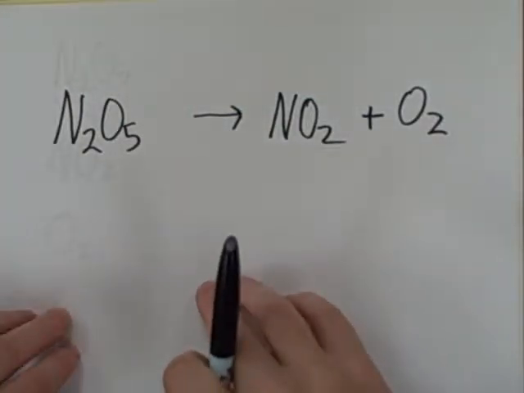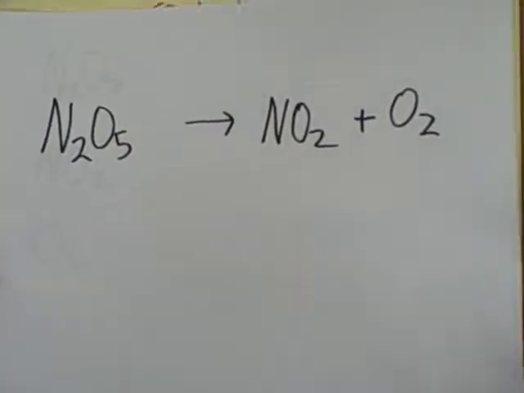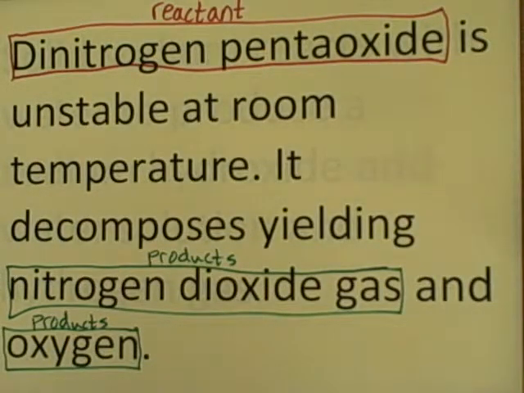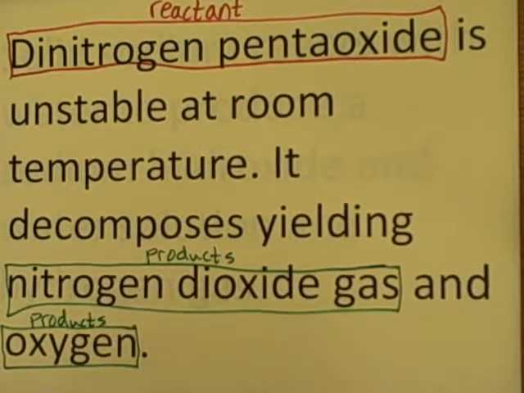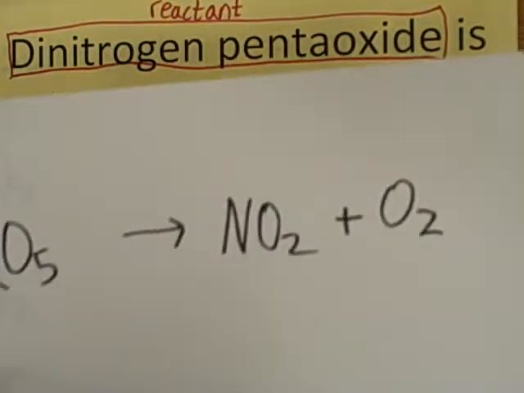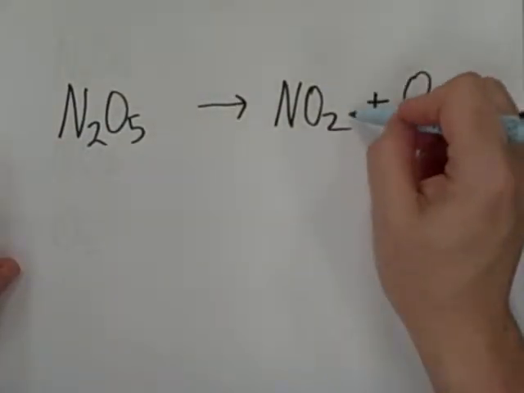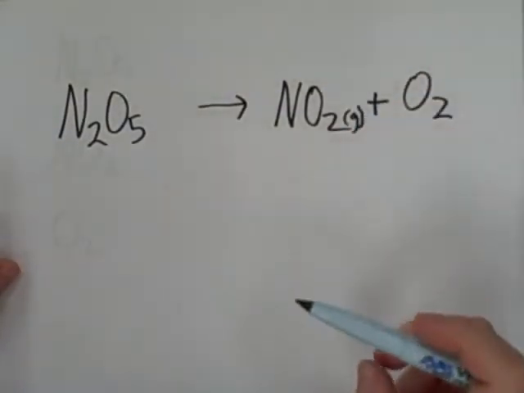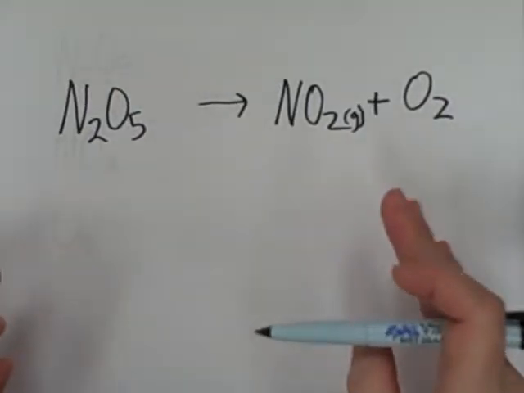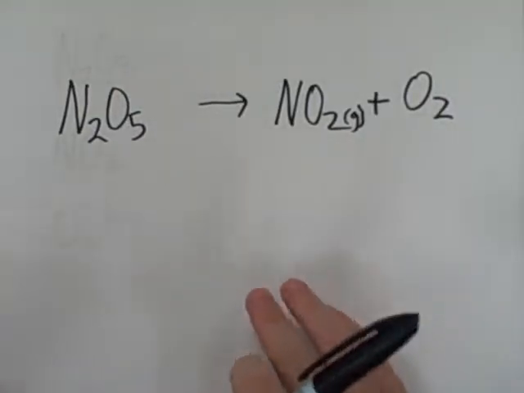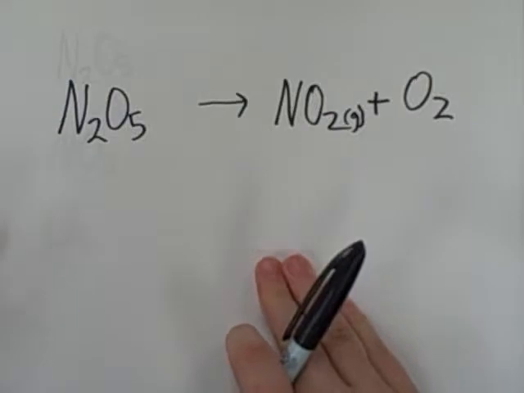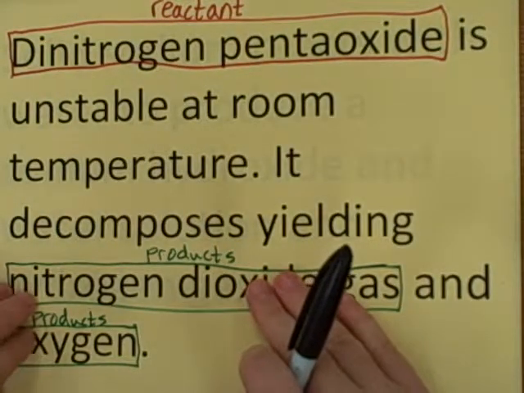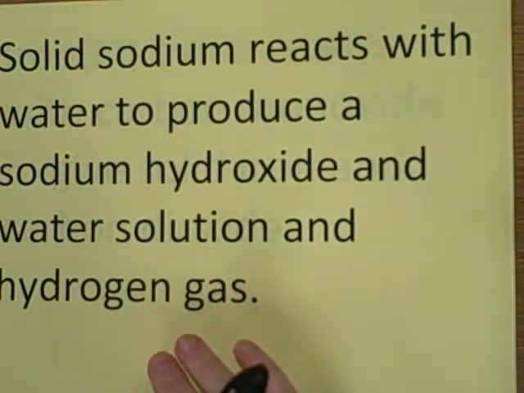Now that we have our reaction in order, we need to put in our symbols. So there's no symbol for dinitrogen pentoxide, so we're going to leave it alone. But nitrogen dioxide is a gas, so we have to put in the symbol for gas after nitrogen dioxide, which is a little g with parentheses around it. Now we have our completed reaction equation. In the next video, you will learn how to balance the reaction equations, which is your final step with equations. Now on to our next reaction.